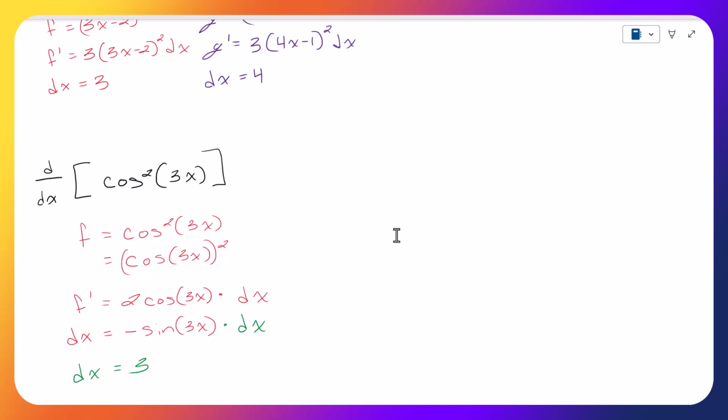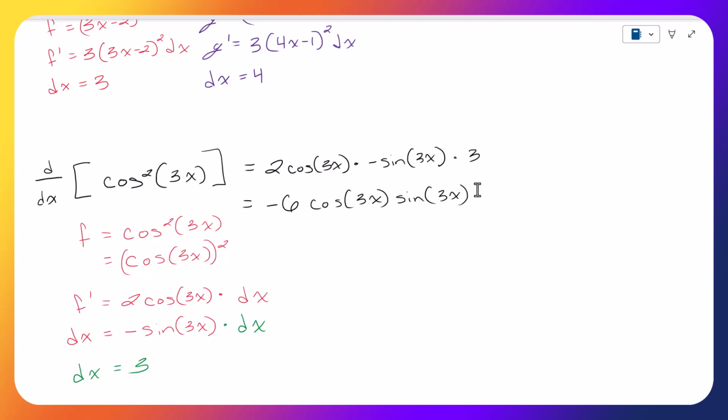So now we need to start putting everything into place. We have 2 cosine of 3x with our red dx, so times negative sine of 3x times our green dx, which is 3. And then just moving everything, I have a 2, I have a negative, and I have a 3. That's going to be negative 6 cosine of 3x sine of 3x. And there's our derivative there.